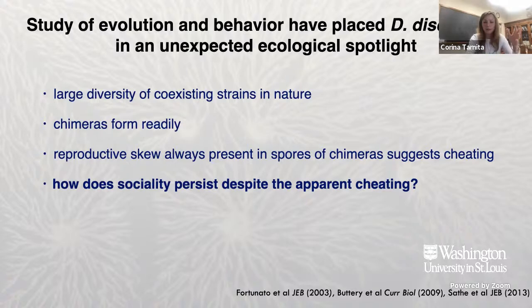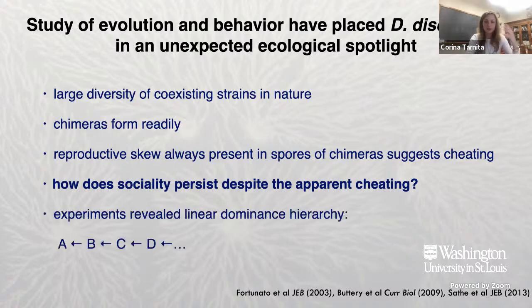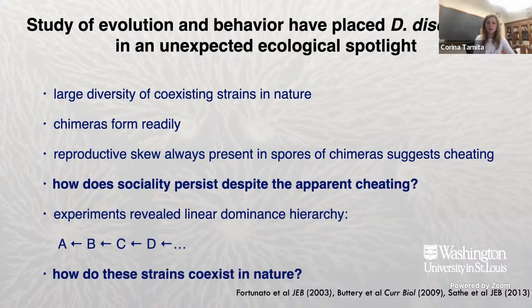The even more mind-boggling result was that at least these early studies showed that there was a linear dominance hierarchy, so that genotype A was always better at getting into the spores than B, and B than C, and so on. And so that also immediately made the question of how does sociality persist equivalent to a similarly important ecological question: why on earth do we still find all of these strains in nature? Why do they coexist? Why isn't the dominant one taking over everything?